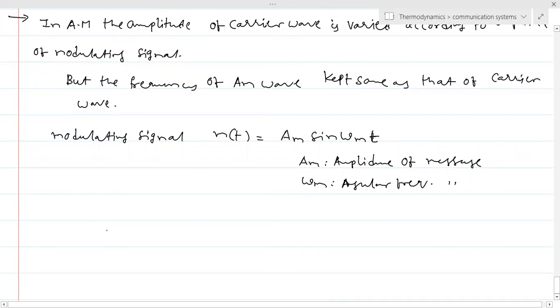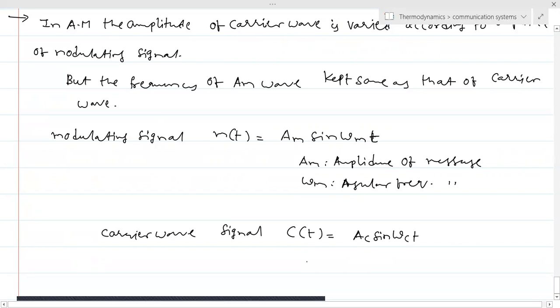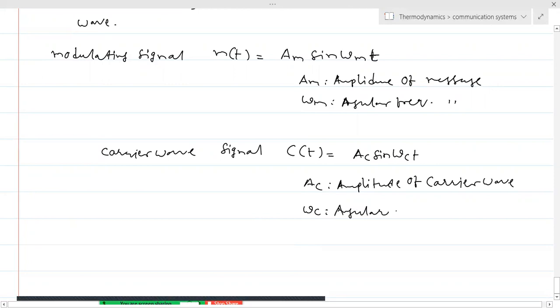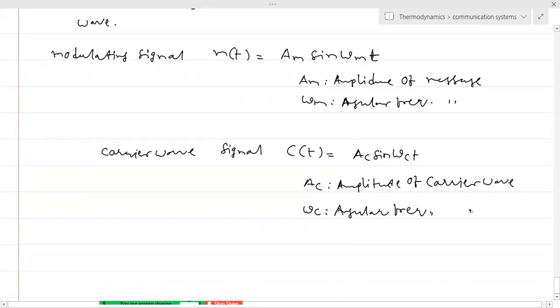So next we have been speaking of carrier wave signal. So c(t), C as a function of time, we are taking. So that equals Ac sin(ωc t). Here Ac means amplitude of carrier wave, and ωc is the angular frequency of carrier wave.